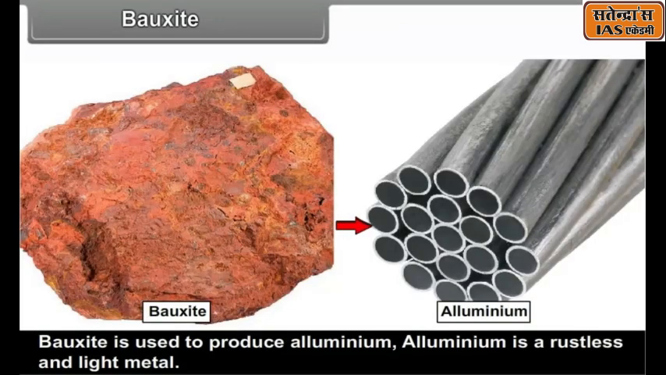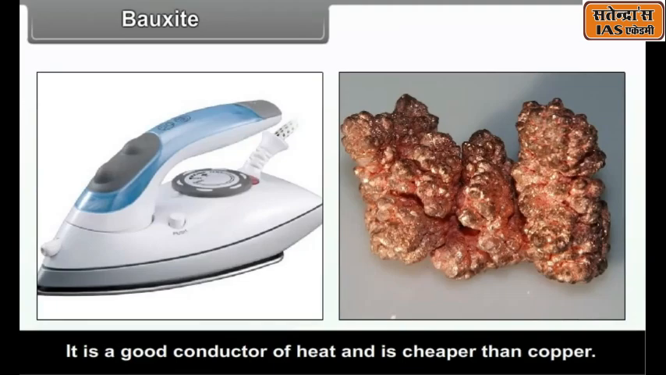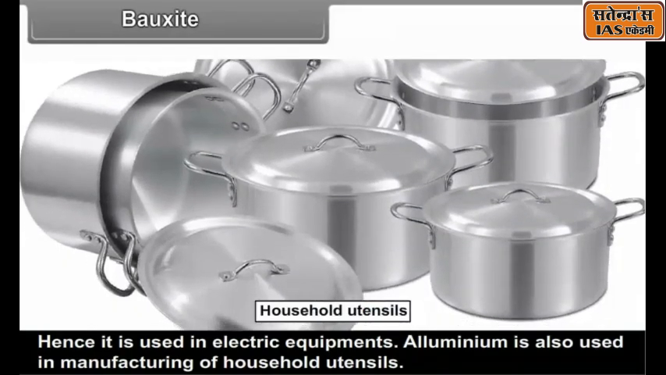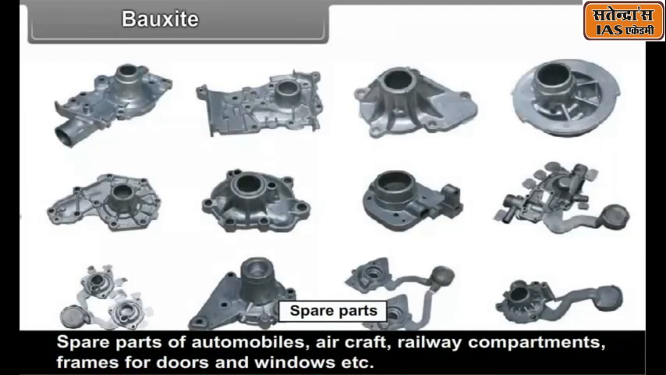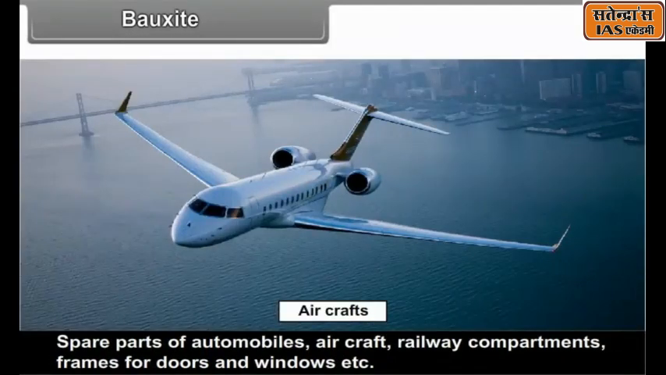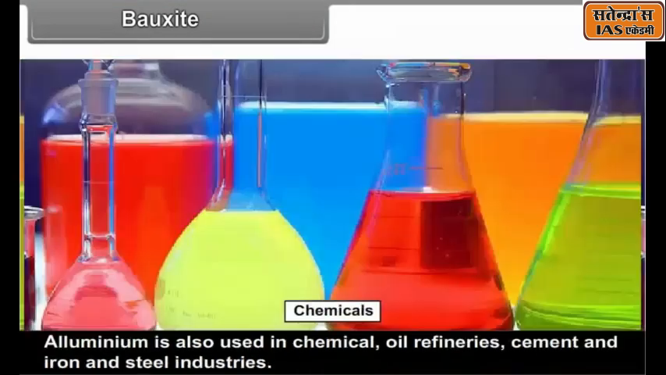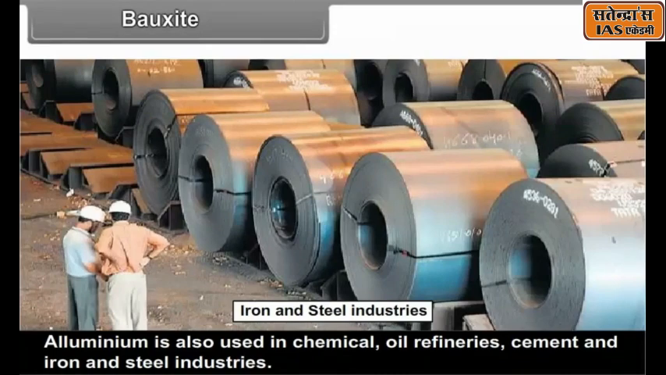Bauxite. Bauxite is used to produce aluminium. Aluminium is a rustless and light metal. It is a good conductor of heat and is cheaper than copper. Hence it is used in electric equipment. Aluminium is also used in manufacturing household utensils, spare parts of automobiles, aircraft, railway compartments, frames for doors and windows, etc. Aluminium is also used in chemical, oil refinery, cement and iron and steel industries.